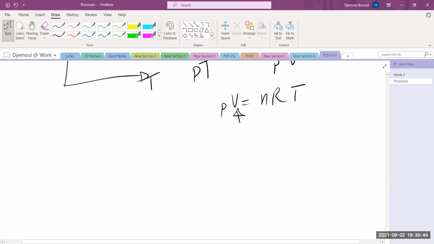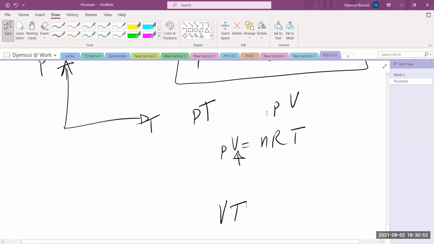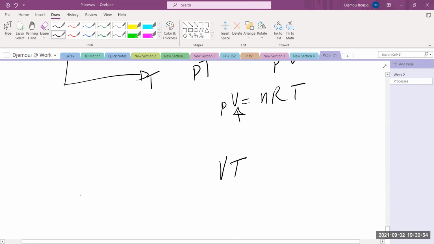Or a VT diagram. In other words, get rid of the P in this expression using this relationship, and you will have a TV diagram. Okay, so in the TV diagram, it's a different expression. That's part of the lab that we're going to do later on. And we're going to go through the process and do some oscillations and find this stuff in here.